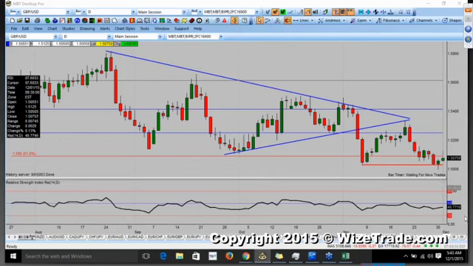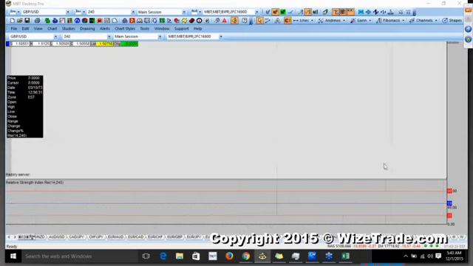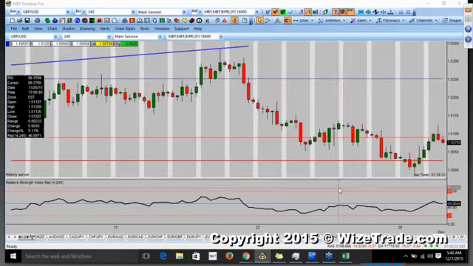I don't think you're going to get hurt buying the cable right at this moment. But like I said, if you're expecting a big move higher, it's already played out a really big move higher. We rallied to above 151. So now the question is, where are we going to find support?